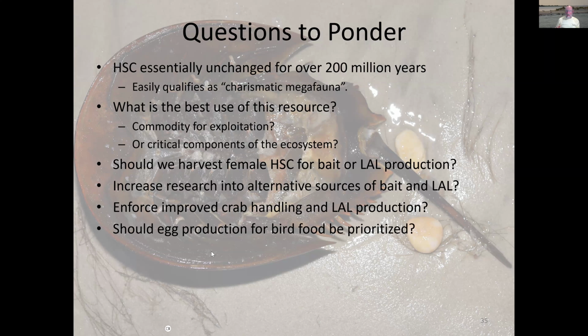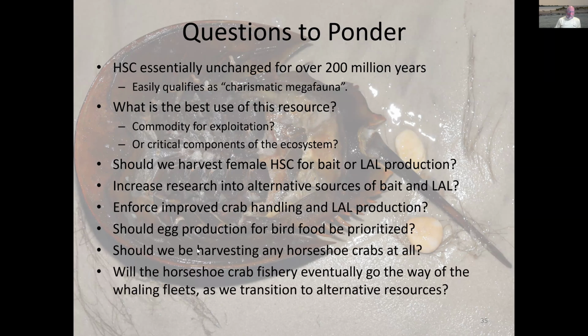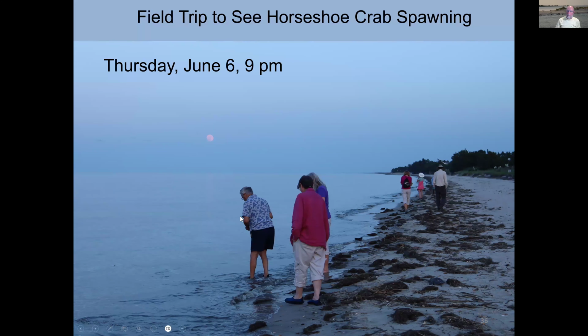Should we prioritize egg production? Should that be the first priority use for these animals? Not for our use, but for the birds. Should we be harvesting any horseshoe crabs at all? Or will the horseshoe crab eventually go the way of the whaling fleets as we transition to an alternative resource completely? Those are just some questions to think about when you go out and look at these things.